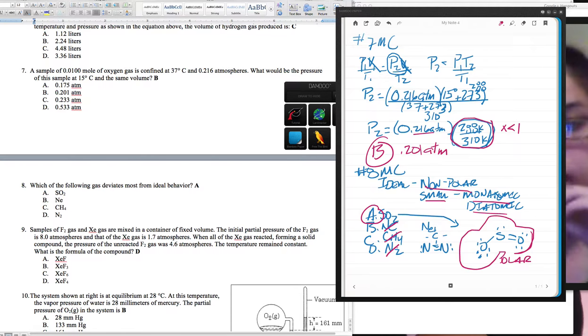Okay. Wait, I thought that you said that the diatomic elements were most ideal. So N2 is part of the Brinkelhoff, so that's why I put D. Okay. The N2 would be closest to behaving ideally, but the question asks which deviates, which is the furthest from ideal behavior. Okay. So that's why N2 can't be the right answer. All right, I see what you're saying. Okay, I read the question wrong then.